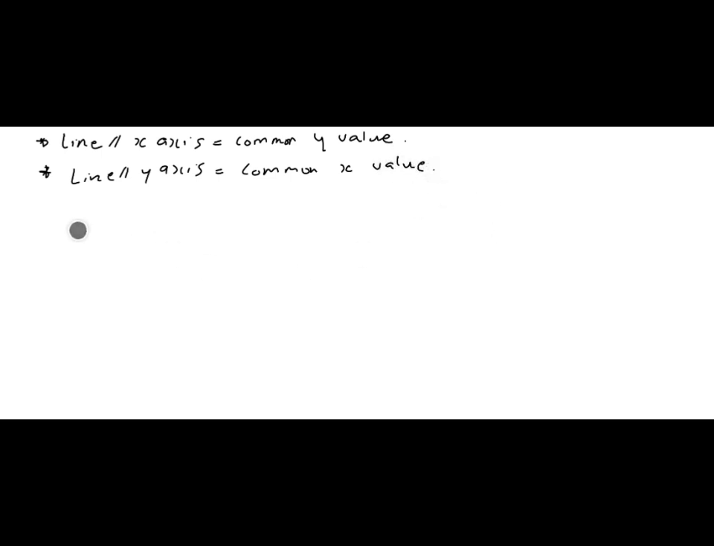So from this information, we can already see that the line dp hosts a y value of 9. That means every point on that line will have a y value of 9. And likewise, dq will always host an x value. In this case, b.